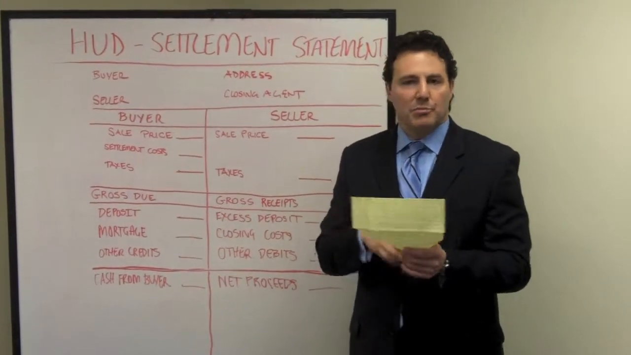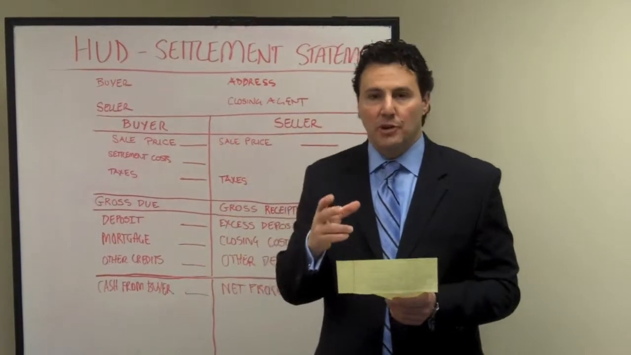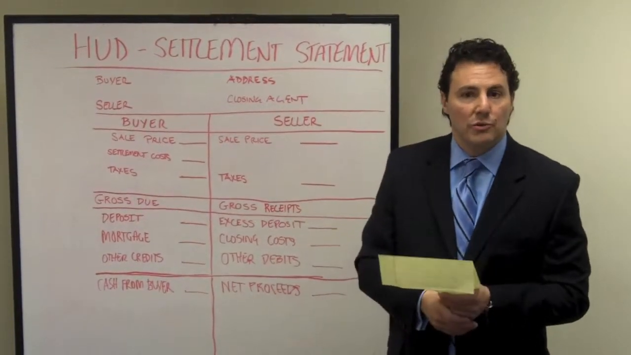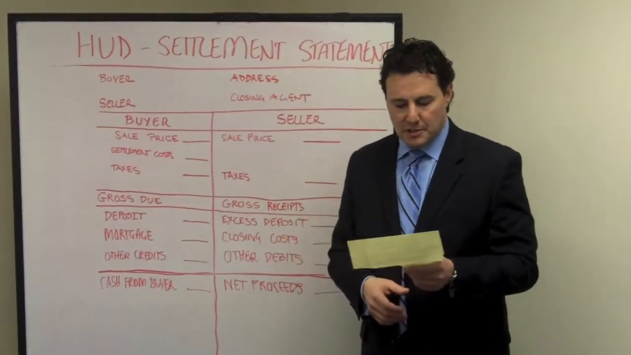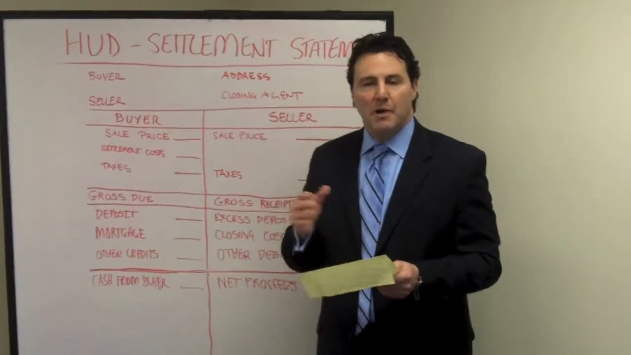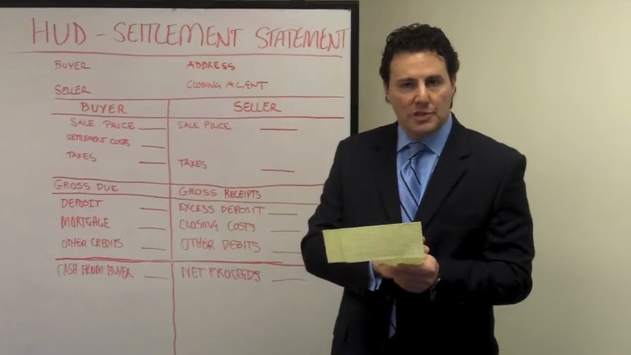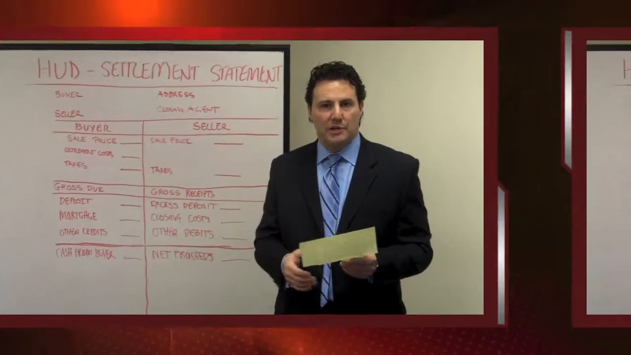You add up all of the deposit, the mortgage, and any credits to you, and you then subtract that total amount from the gross amount that's due for the sale price. It's at that point where you have the amount of money you're going to bring in. That first page summary will tell you exactly what it is you have to bring to closing.